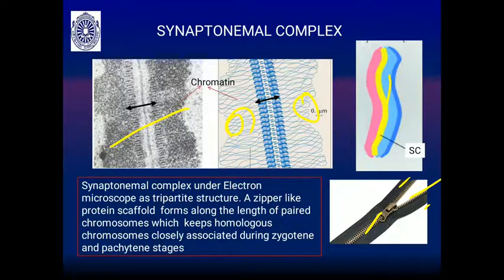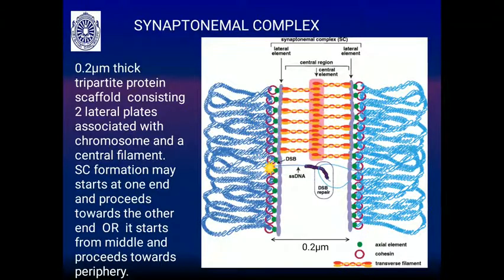This zipper-like protein scaffold forms along the length of the paired chromosomes, which keeps homologous chromosomes closely associated during zygotene and pachytene stages. So this homologous pairing is because of the development of a tripartite proteinaceous complex that forms in between them. This is nothing but the synaptonemal complex.